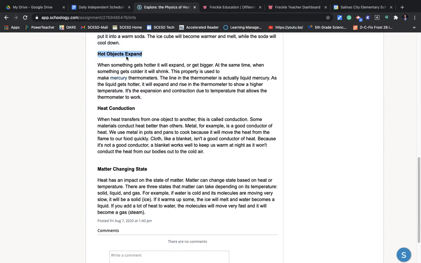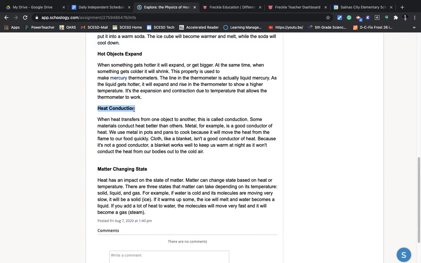Hot objects expand. When something gets hotter, it will expand or get bigger. At the same time, when something gets colder, it will shrink. This property is used to make mercury thermometers. The line in the thermometer is actually liquid mercury. As the liquid gets hotter, it will expand and rise in the thermometer to show a higher temperature. It is the expansion and contraction due to temperature that allows the thermometer to work. And thermometer is literally a thermo, meaning heat, meter.